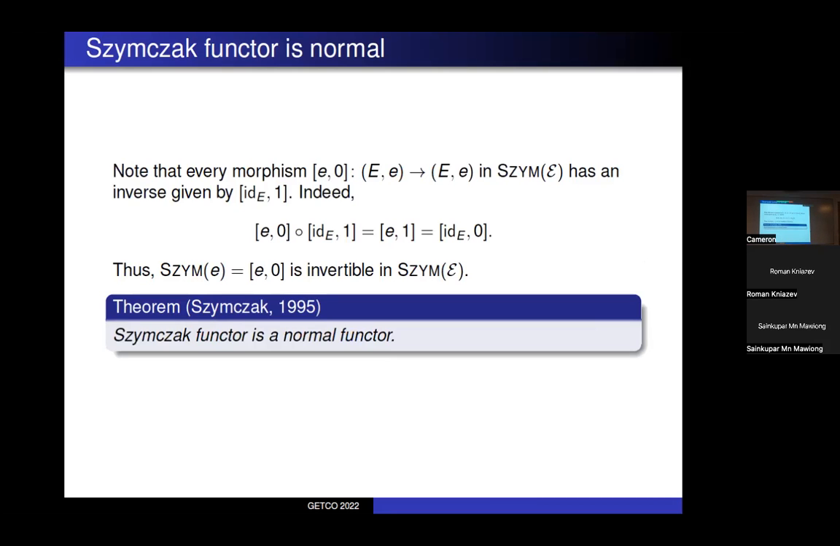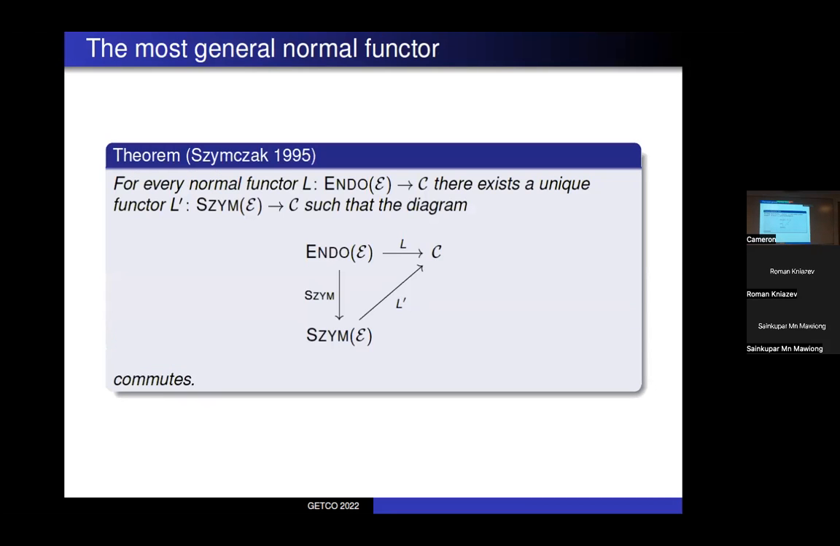And moreover, this is the most general functor, in the sense that for every normal functor from the endomorphism category to some category C, there exists a unique functor from the Szymczak category to this category C, such that that diagram is commutative. In other words, every normal functor factorizes through the Szymczak functor.